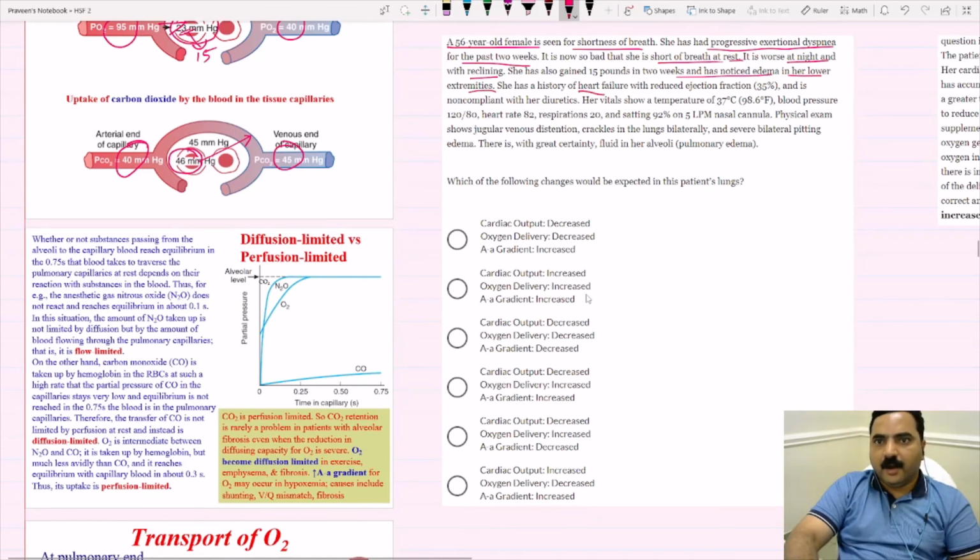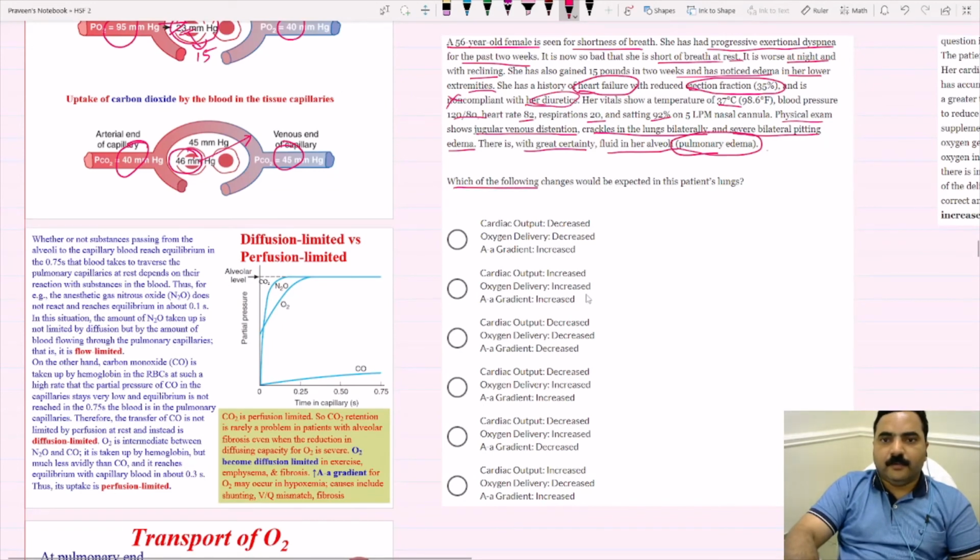She has a history of heart failure, so that's the reason for the edema, with reduced ejection fraction, and is non-compliant with her diuretic. Non-compliant means she is not taking the diuretics, so that's why the fluid is accumulating in her body. Her vitals show temperature, blood pressure, heart rate, respiration rate, and saturation are okay, and the physical exam shows jugular vein distension. The fluid is accumulating in the heart. There are crackles in the lungs bilaterally, which means pulmonary edema is there. Severe bilateral pitting edema. There is a great certainty of fluid in her alveoli, so there is pulmonary edema.